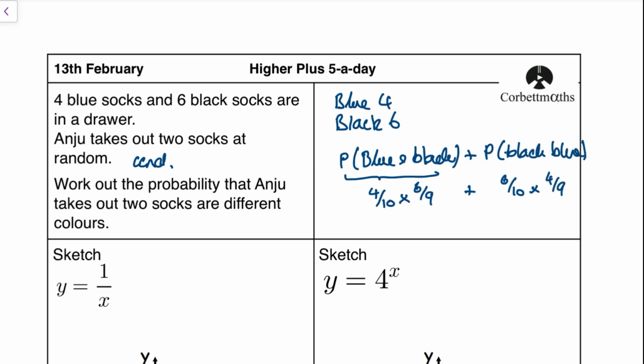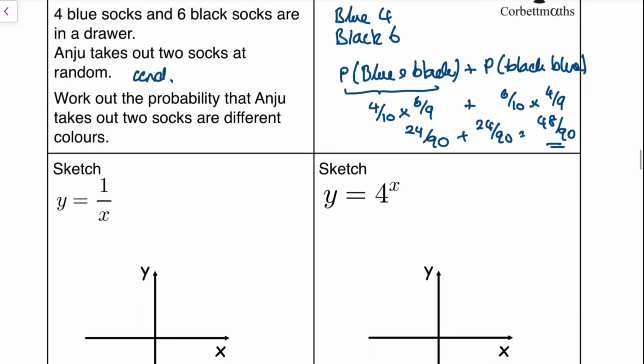And you'll notice that gives me the same number, which is 4 times 6, which is 24 over 90, plus 24 over 90, which is going to give me 48 over 90. Now, you can simplify it down to 8 over 15, but probability is the one area where you don't have to simplify, so not too bad. I say 48 over 90 or 8 over 15, both are fine.